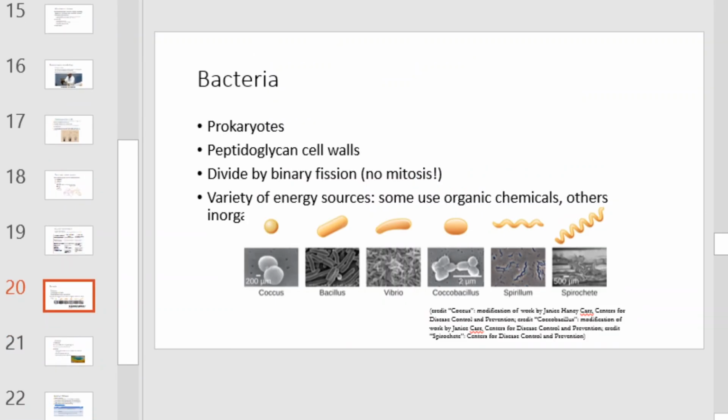The bacteria. The bacteria are all prokaryotic organisms. As prokaryotes, they have peptidoglycan cell walls, divide by binary fission, no mitosis, and they lack a true nucleus and any form of membrane-bound organelle. They do have a variety of energy sources. Some use organic chemicals, and others use inorganic chemicals, even the sun.